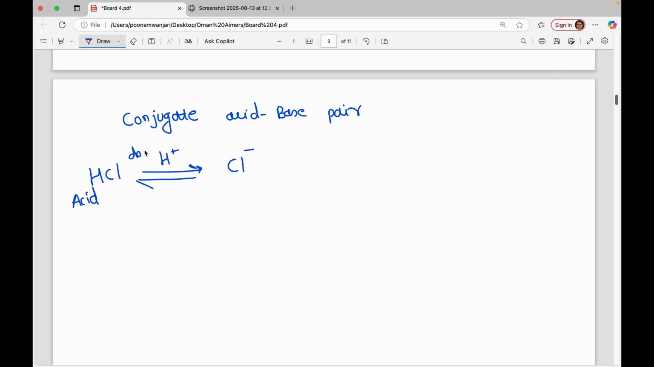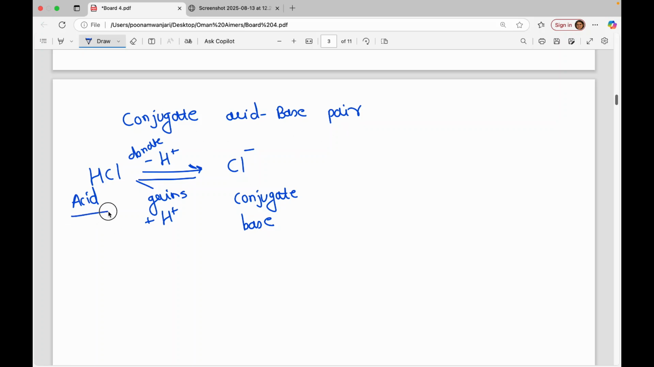This Cl- gains H+ and it forms HCl. That means there is donation and gaining of H+. So when acid donates H+, the species formed is called conjugate base. And that conjugate base is able to gain a proton. So student, this is the concept of conjugate acid base.